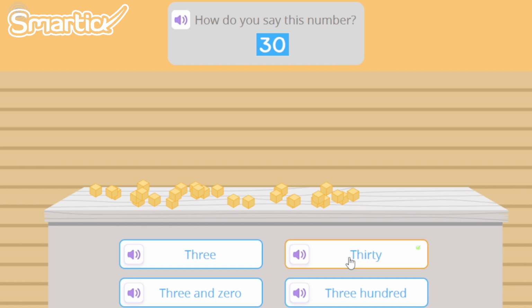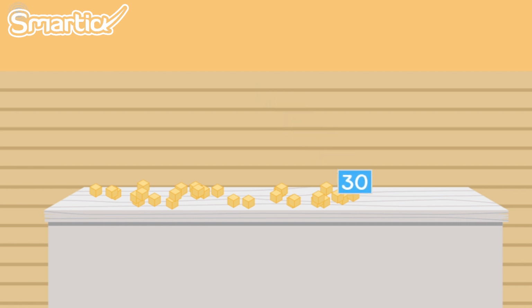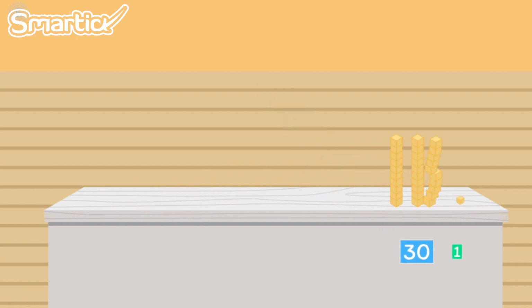30. Perfect! This number is 30. But what happens if we add a cube? We call the number shown by the blocks now 31 because it's made from 30 and 1 unit.